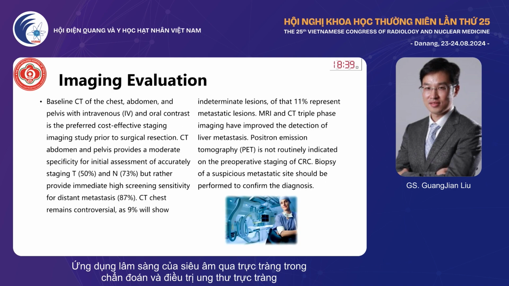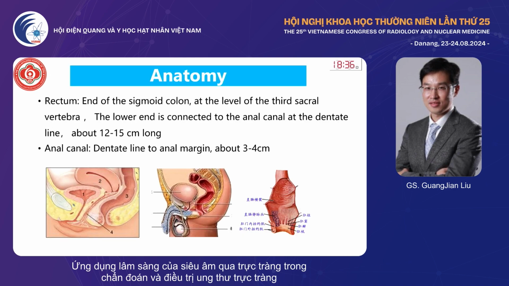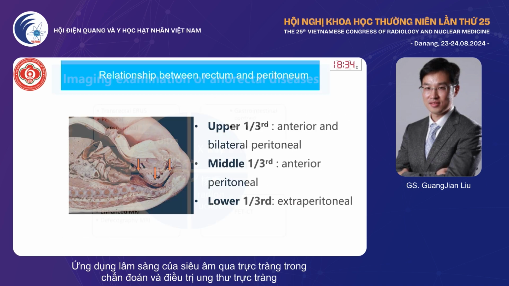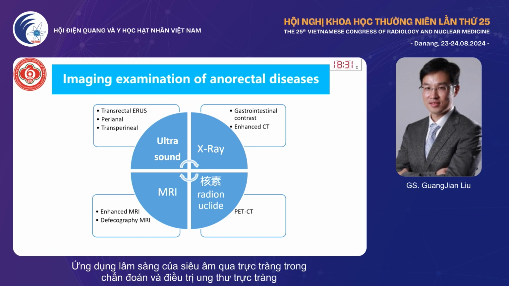With regard to the diagnosis and treatment of rectal cancer, ultrasound, especially endorectal ultrasound, is really important for the clinical evaluation. We are using transrectal ultrasound for the T-stage, N-stage, and MRI judgment and the EMVI. MRI is also very important to evaluate the local situation. And for the CT scan, we can find the distant metastasis. But PET-CT is not recommended in clinical practice.